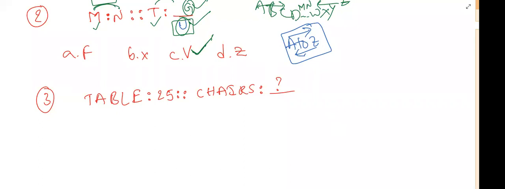Got any logic for this? Table 25, chairs dash. So we should add all the letters with their numbers. Then can you get 25? Sir, it is impossible, we are getting like 40. It will exceed more than 25.